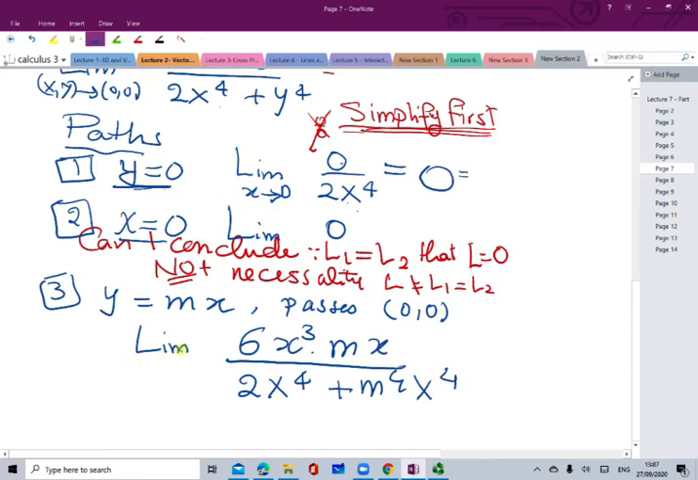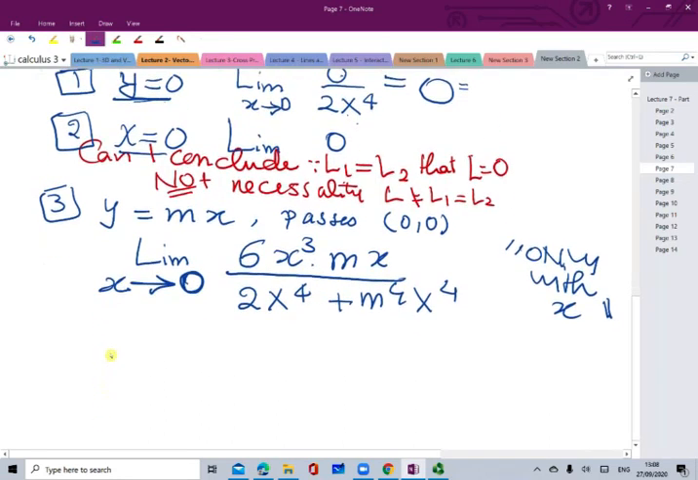Now take the limit as (x, y) tends to 0. Should I write xy here? I should take care here. We're now dealing with only one variable, which is x, so it doesn't have any meaning to put xy here. I put only x tends to 0. Now do the job. I'm stressing, simplify first, because you don't do this in the exam otherwise. Simplify first, then take the limits.